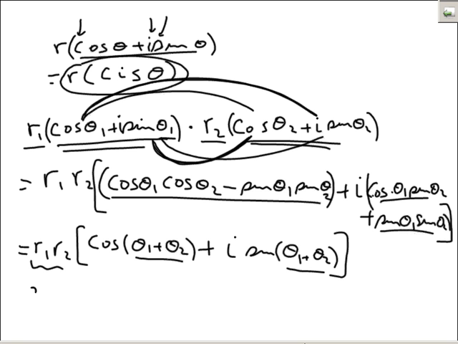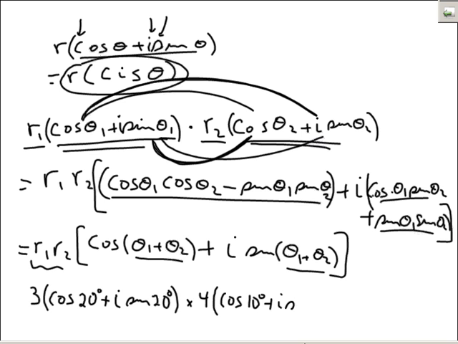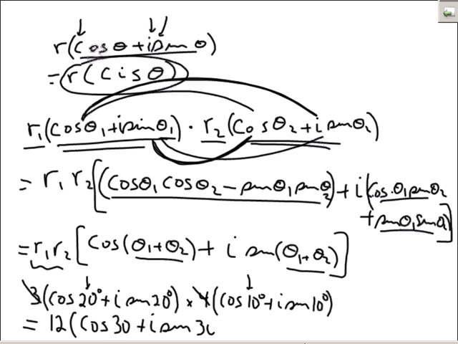So, for example, somebody asks you what is 3 times cosine of 20 degrees plus i times the sine of 20 degrees, multiply that by 4 times the cosine of 10 degrees plus i times the sine of 10 degrees. Well, what you're going to get is you multiply the r's, 3 times 4 is 12, and then you add the angles. 20 plus 10 is 30. And then you play the same game with the sines. You add the angles. And there's the answer in CIS form.